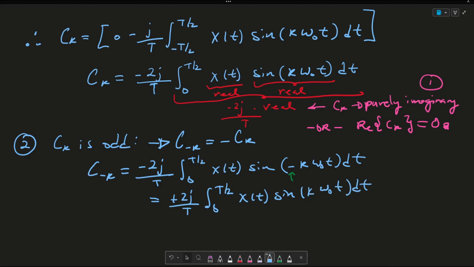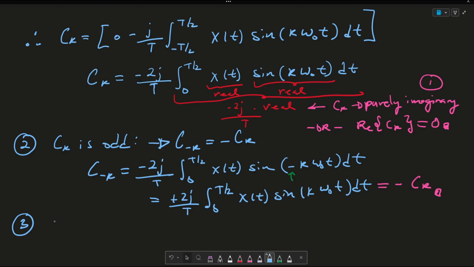And as you can see, this is equated to minus ck. So imagine putting a minus in front of this value. You would get this. All right, so I hope that makes sense. Again, this ends our proof showing that the Fourier series coefficient is odd.